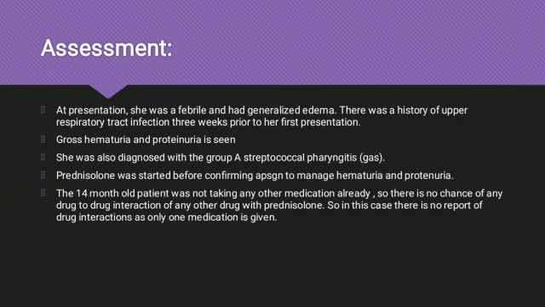Prednisolone was started before confirming APSGN to manage hematuria and proteinuria and to reduce the inflammation. The 14-month-old patient was not taking any other medication already, so there is no chance of any drug-to-drug interaction, and there are no contraindications.